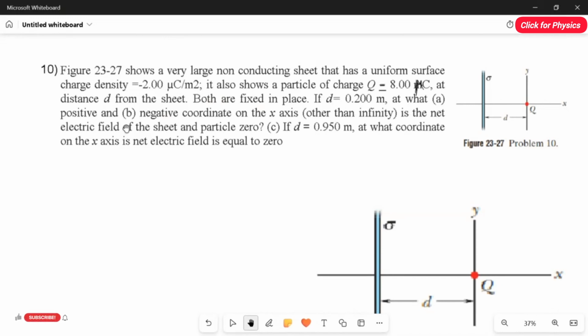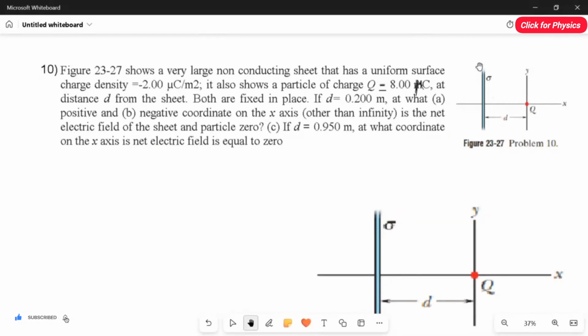At what positive and negative coordinate on the x-axis is the net electric field of the sheet and particle equal to 0? And the third question is, if the d value is changed to 0.95 meter, at what coordinate on the x-axis is the net electric field equal to 0? So let's see the figure.